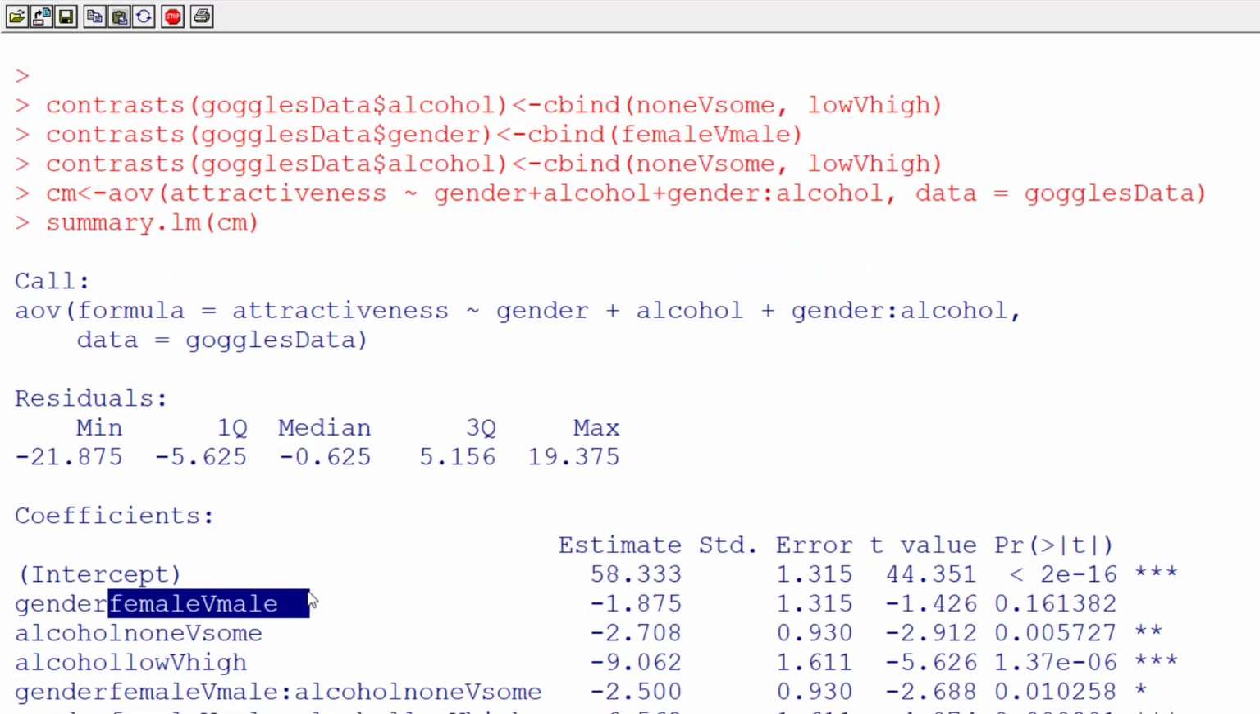So our female male, no significance. Alcohol none versus some, significant at a pretty high level. Alcohol low versus high, significant at a pretty high level. For female versus male, so this gender difference, there was an interaction between that value and the none versus some at a significant level. And there was an interaction between the gender value and the low versus high at a significant level. Okie dokie. So let us move along.